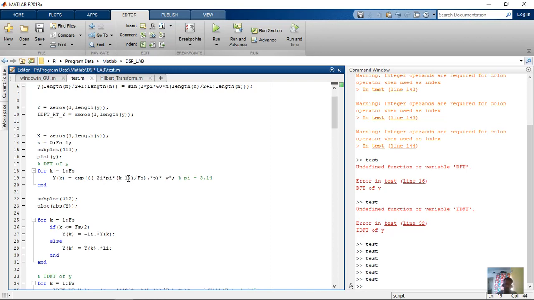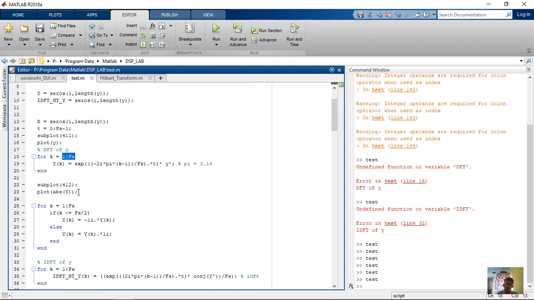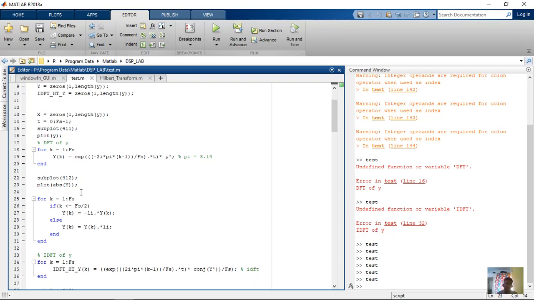Here I am using k minus 1 because MATLAB index starts from 1. I am also starting at 1 to fs, but it should be 0 to fs minus 1. So I am calculating over here, and then I will be plotting what components are present in y. From there also we can find the frequency components, but still here we would like to use Hilbert transform.